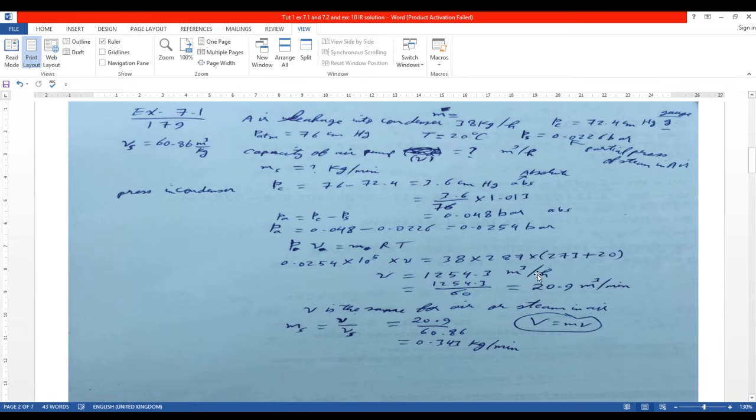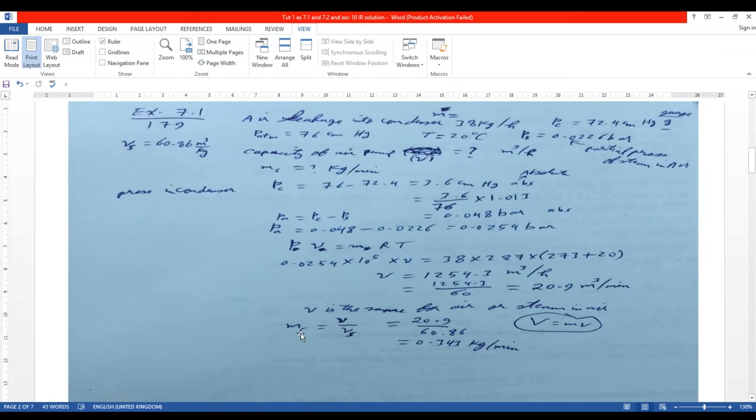We can change the unit if we need to, because it's required in the forms per minute. So we change it to meter cube per minute by dividing by 60. We get from meter cube per hour to meter cube per minute, 20.9. So now we calculated the V dot A, which is the capacity of the air pump, or the volumetric air flow rate in the air pump. The second part is the mass flow rate of steam. How to find the mass flow rate of steam passing through the air pump.